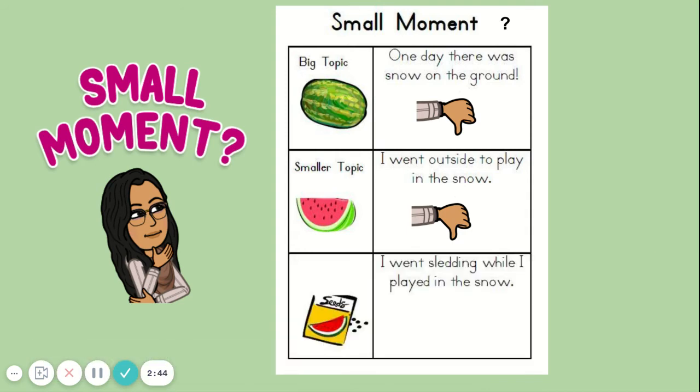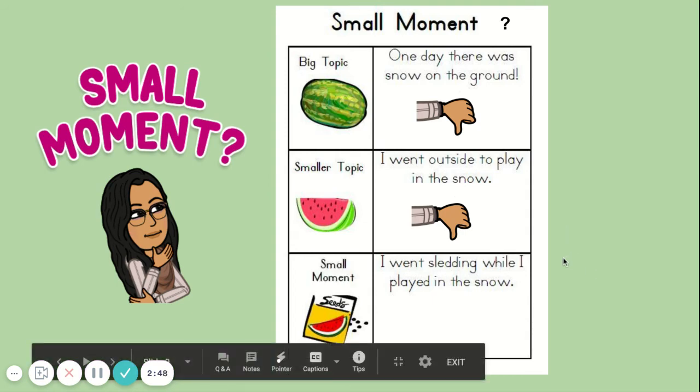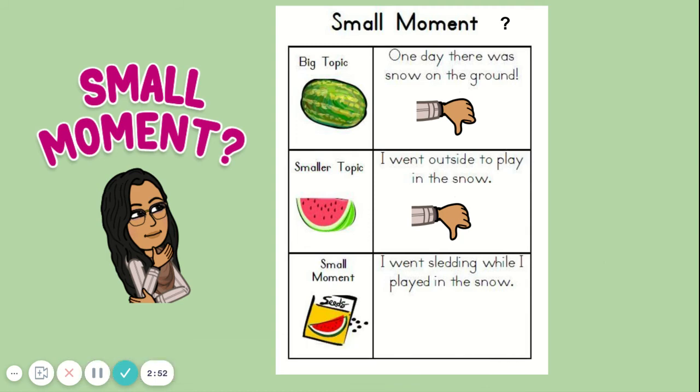Last, I went sledding while I played in the snow. This is definitely a small moment because it shares one exact thing that happened on that day.